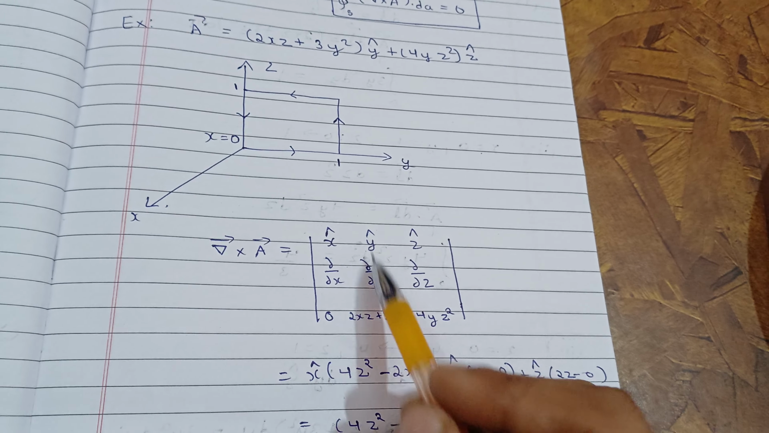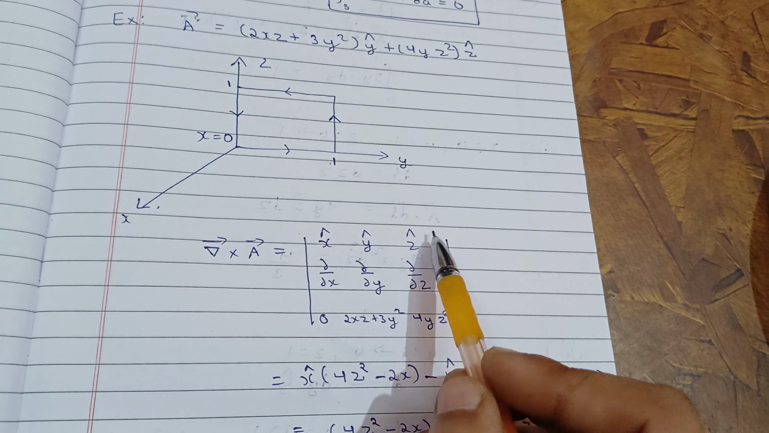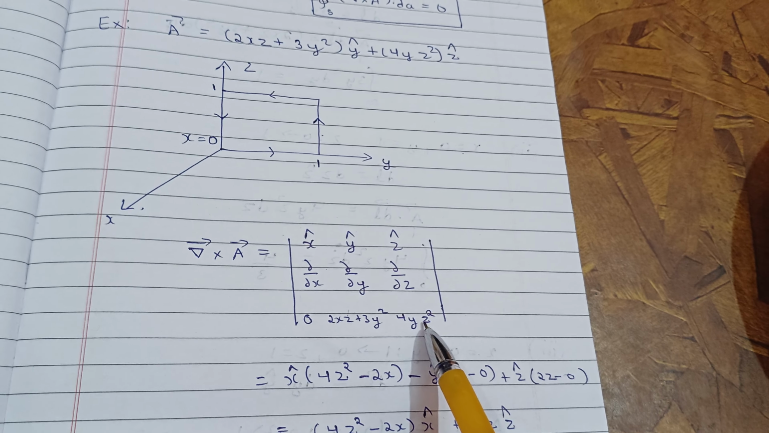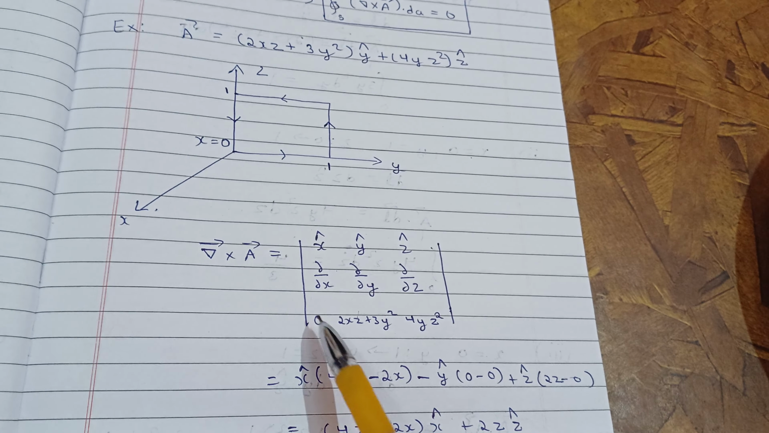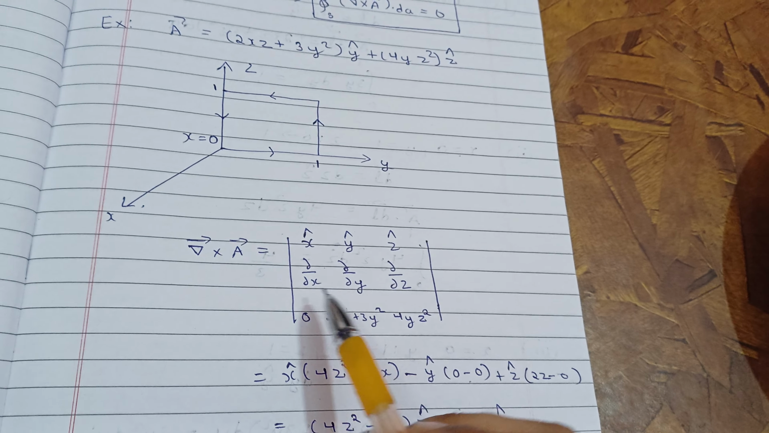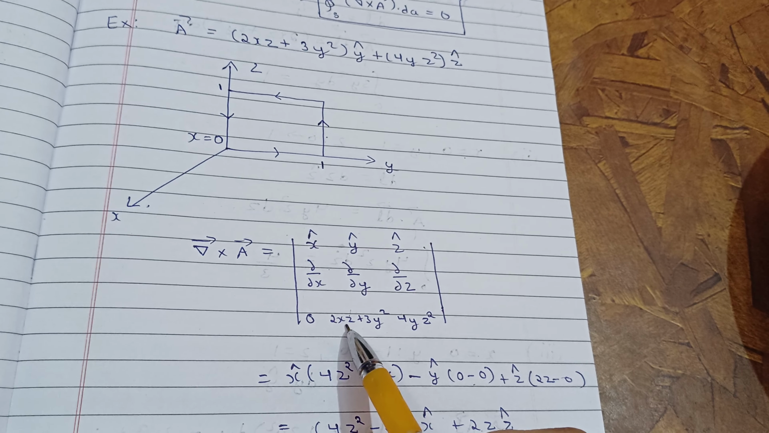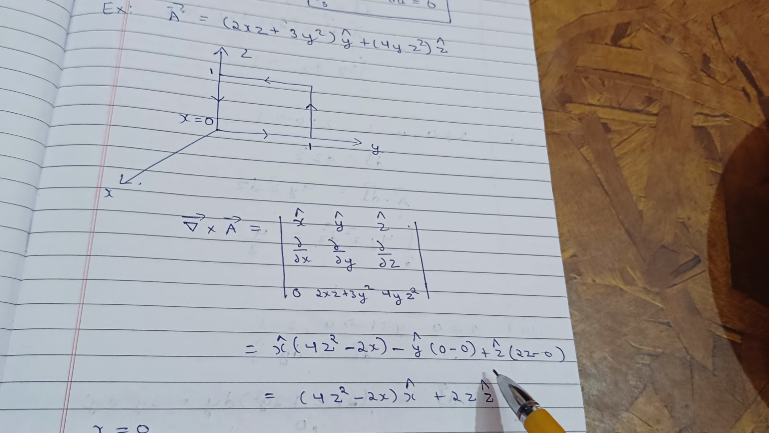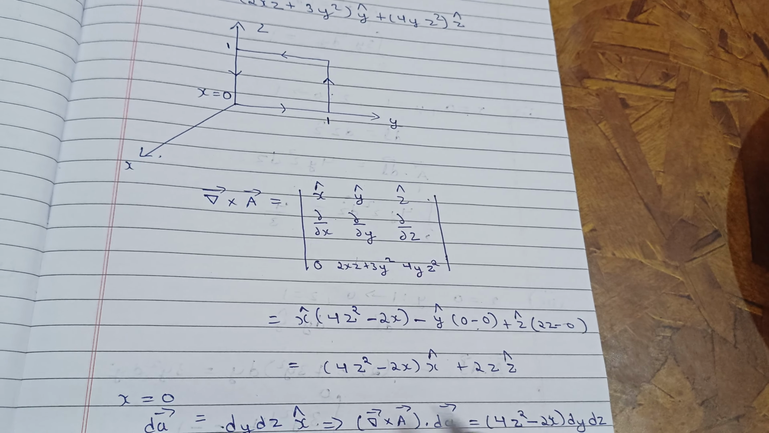Now for the y cap, this column and this row will be cancelled out and the minus sign will be outside. Del by del x of this gives 0, minus del by del z of this gives 0, so 0 minus 0. Plus z cap, this column and row cancel out, so del by del x of this gives 2z, minus del by del y of this gives 0, so 2z minus 0. So this will be your curl.